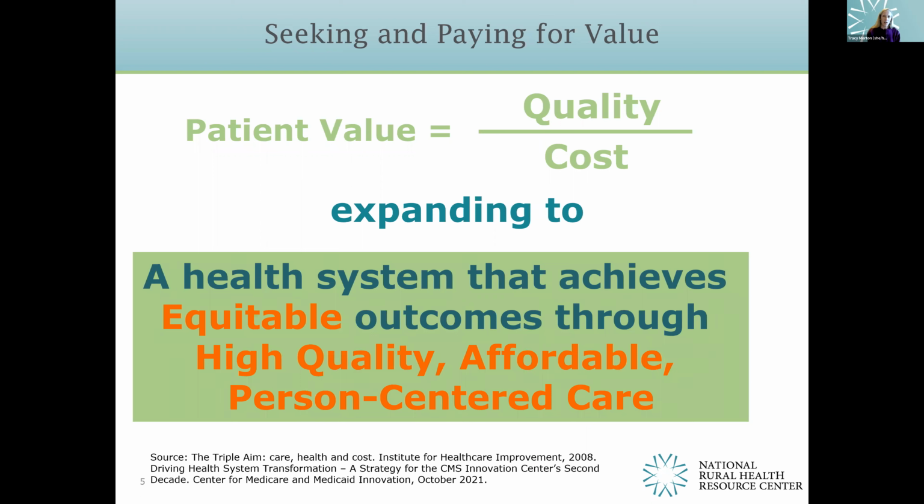In our healthcare system in the country, we're moving from a model that's based on volume into one that's based on value. And this value equation originally was described as the patient value divided by the quality of the patient plus the patient experience, divided by cost, and that's what equated to value. Over time, that definition has expanded, and now what we're really looking to do is have a health system that achieves equitable outcomes through high quality, affordable, and person-centered care. And this is a definition from the Centers for Medicare and Medicaid Services in their Innovation Center, which is driving a lot of innovation and change in the country within the healthcare marketplace.